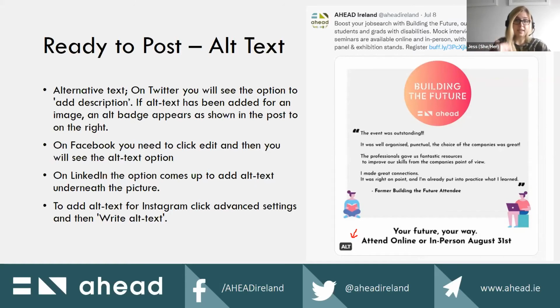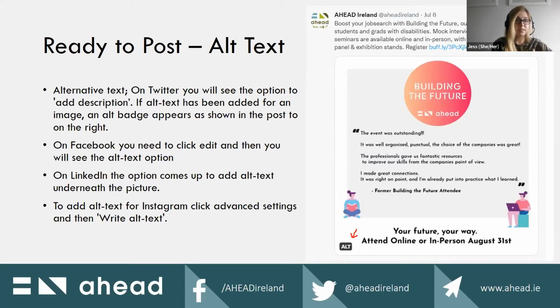So like I say, to add your alternative text, you'll see the option to add description as soon as you're adding an image there, and then you can write what you want to write. On Facebook, you'll actually need to click edit, and then you'll see the alt text option come up.